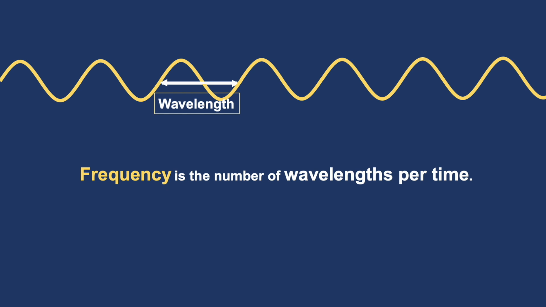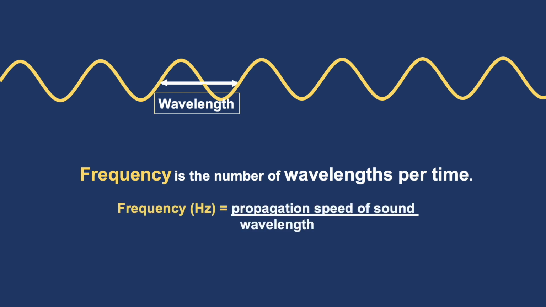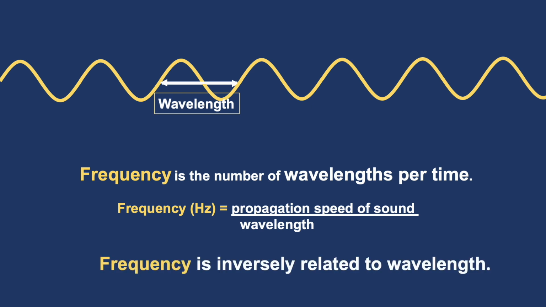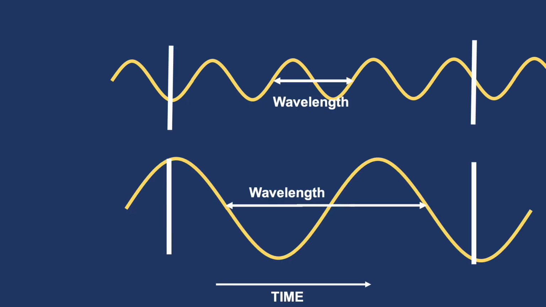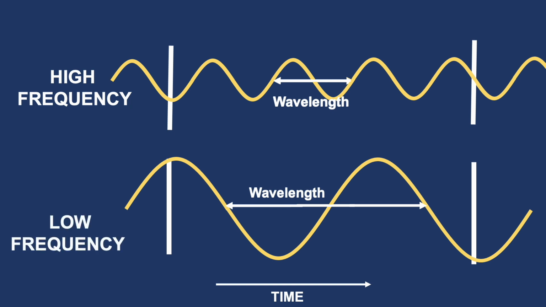Frequency is the number of wavelengths per unit time. The official equation is frequency, measured in hertz, is the propagation speed of sound divided by wavelength. But really what you need to know is that frequency is inversely related to wavelength. As you can see in this drawing, the short wavelength has more wavelengths going through a period of time as opposed to a larger wavelength. So when you have small wavelengths, you're going to have a higher frequency, whereas if you have a long wavelength, your frequency is going to be lower because you're going to have fewer wavelengths in that time period.